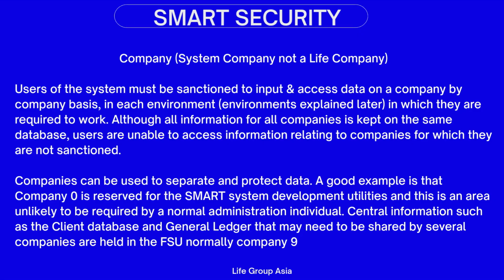Companies can be used to separate and protect data. A good example is that Company 0 is reserved for the Smart System Development Utilities, and this is an area unlikely to be required by a normal administration individual. Central information such as the client database and general ledger that may need to be shared by several companies are held in the FSU, normally Company 9.